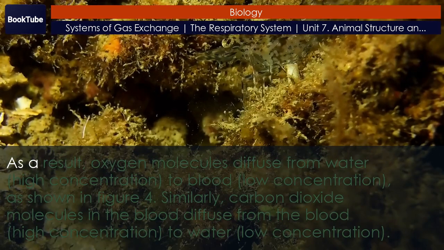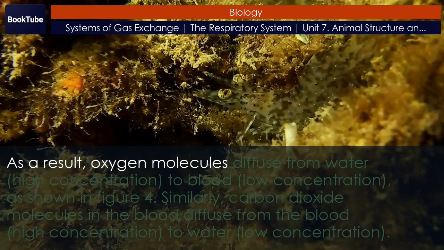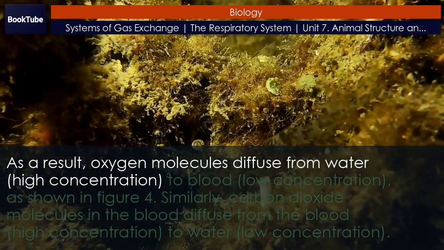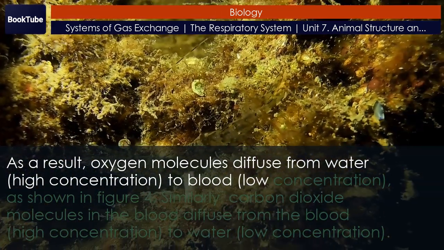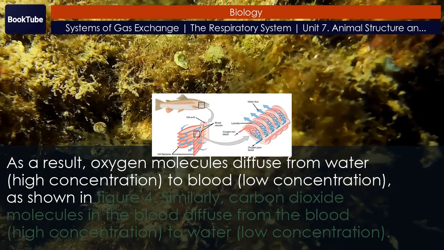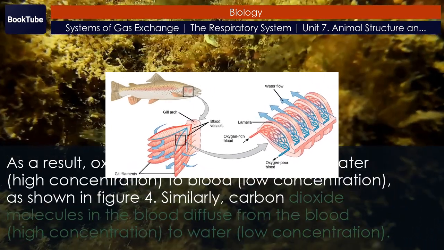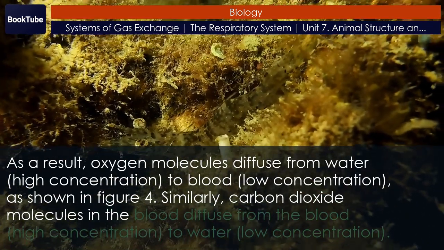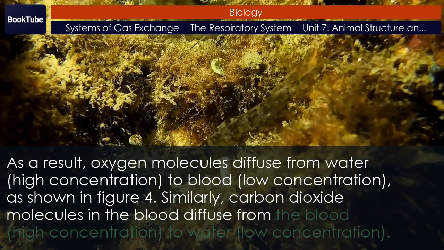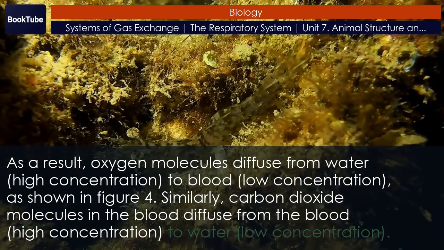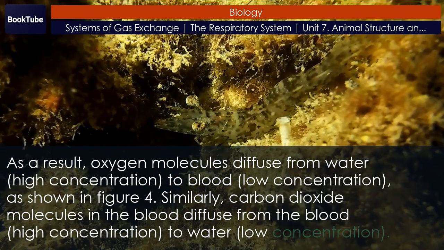As a result, oxygen molecules diffuse from water, high concentration, to blood, low concentration, as shown in Figure 4. Similarly, carbon dioxide molecules in the blood diffuse from the blood, high concentration, to water, low concentration.